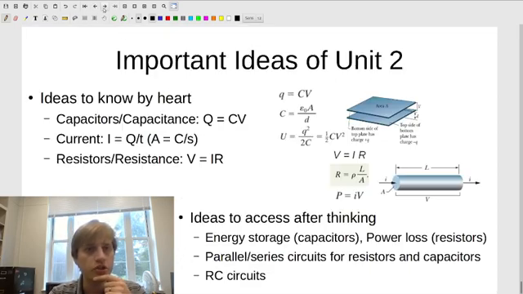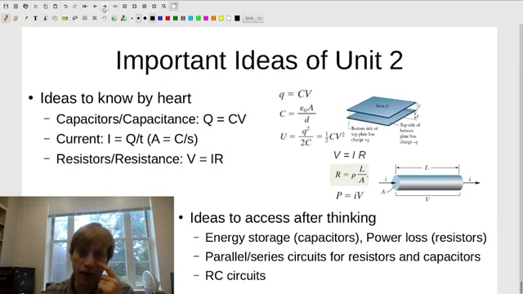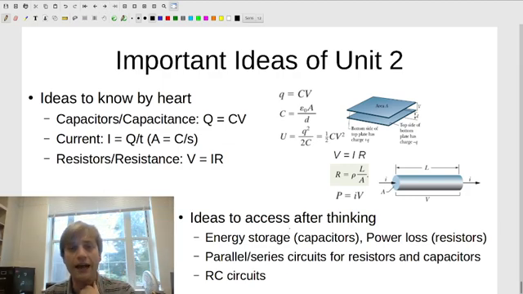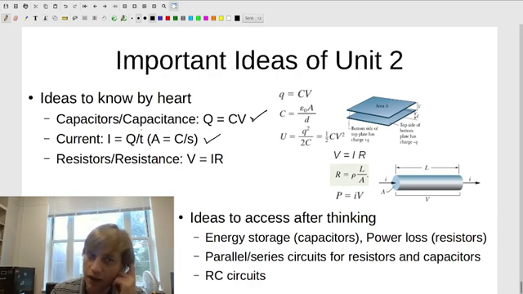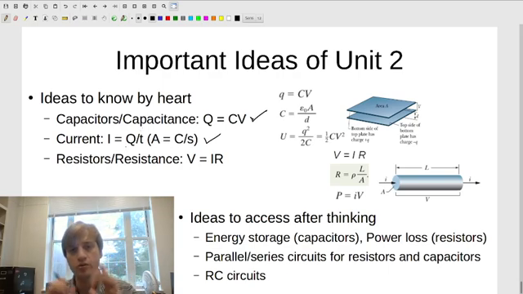Okay, so just to recap, what are the really important things that you should take away from this unit? Well, I have things that you want to know by heart and things that you want to be able to access after thinking. Things that you should know by heart is about the capacitors holding charge. You should know Q equals CV. The amount of charge on the capacitor is dependent on its capacitance and its voltage. You should know that current is the amount of charge passing by a point through a surface per unit time. So amps is coulombs over seconds. So that should be in your bones.